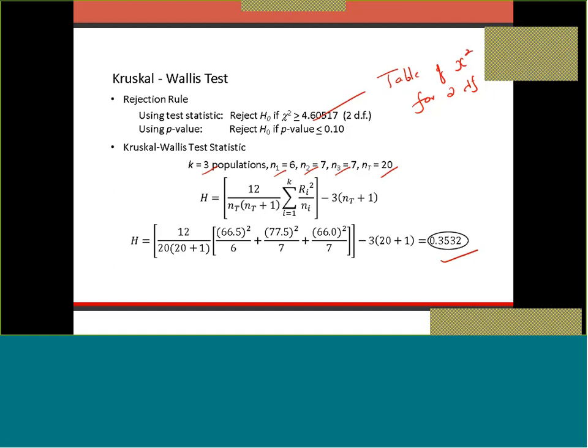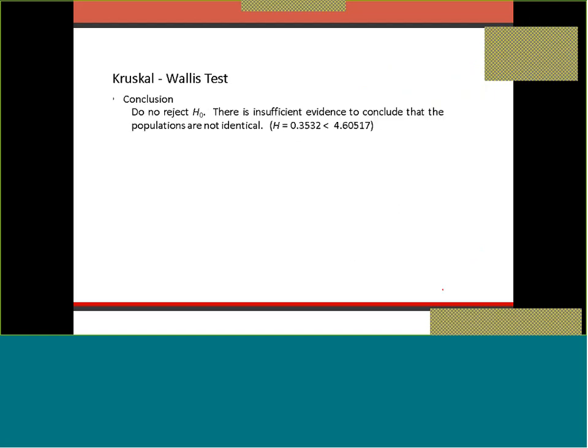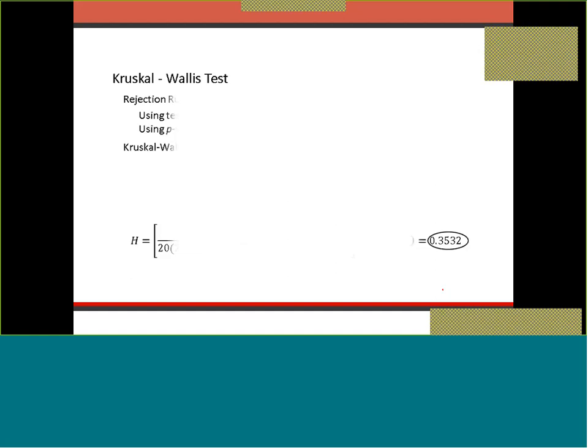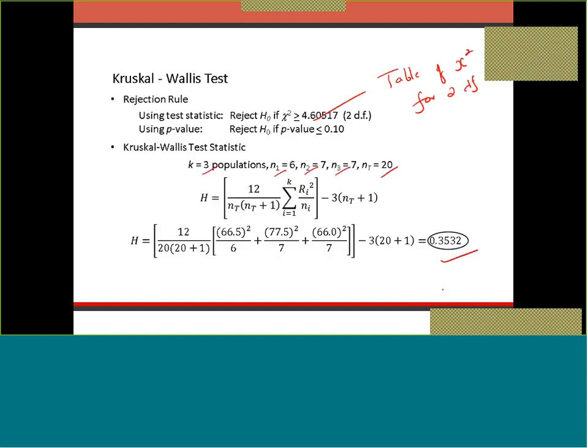Is it so, 9.2? I'll check that. Just a moment. I'll come back to this. So the value is coming out to be 0.3532. So the H value is 0.3532.